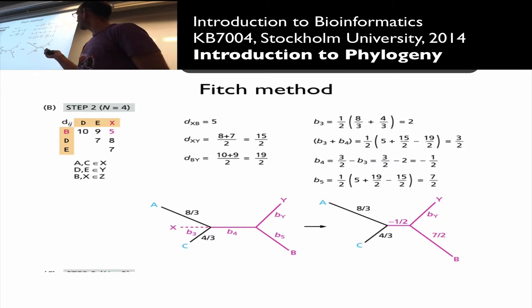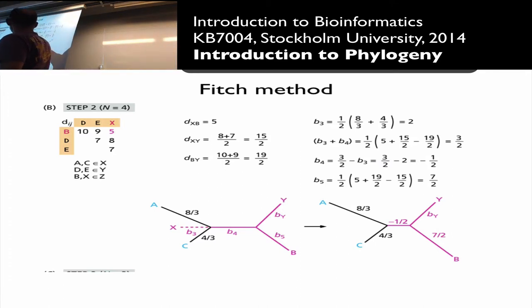So we want to have this distance 5 from X to B. And the distance to Y, which is D and E, should be X to B should be 5, X to Y should be 7.5. So this distance should be 5 and this should be 7.5. But the distance between these two groups is actually 9.5, which I guess you should be able to solve.